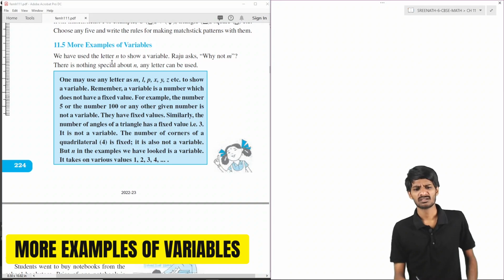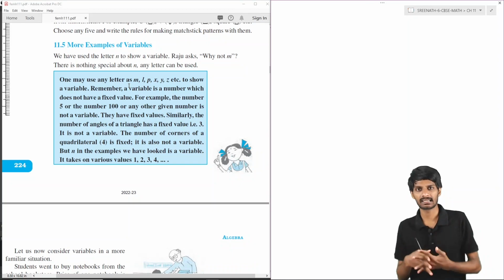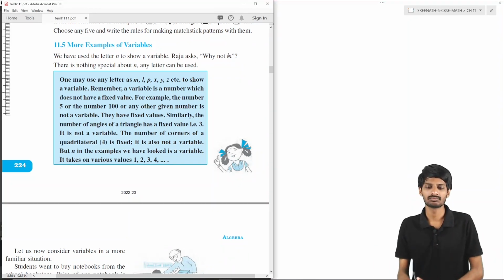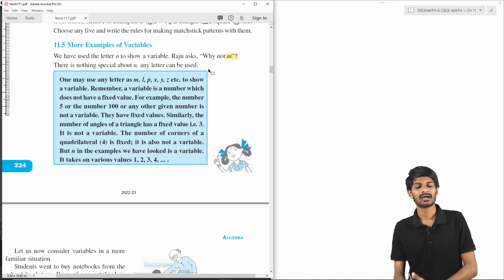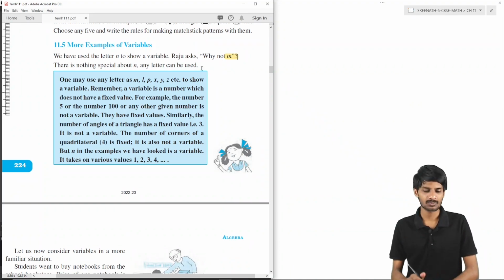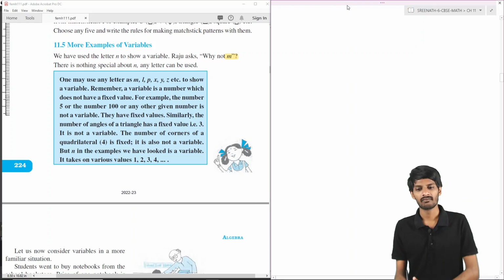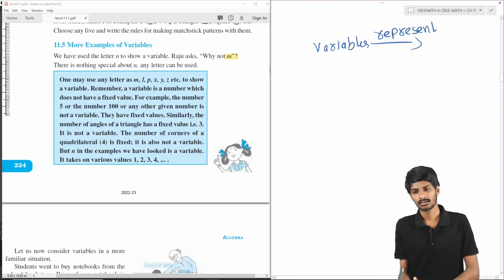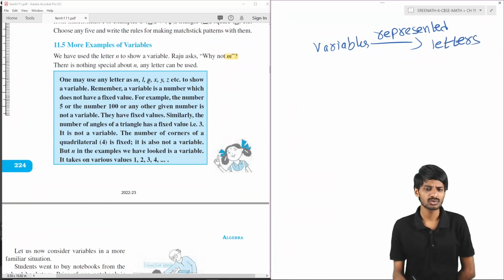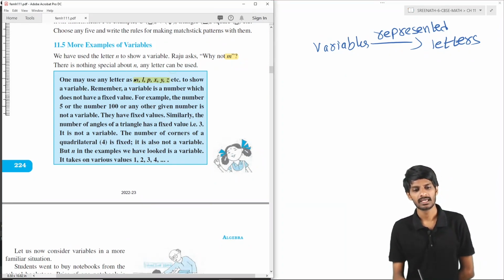Then Raju came and asked, sir, until now we have used the letter n. Why don't we use the letter m? So we can use the letter m also, students. There is nothing special about the letter n. Only one thing: variables are represented by letters. Just think. A letter may have any value. So we can use any letter. Like this m, l, n, any letter we can use.